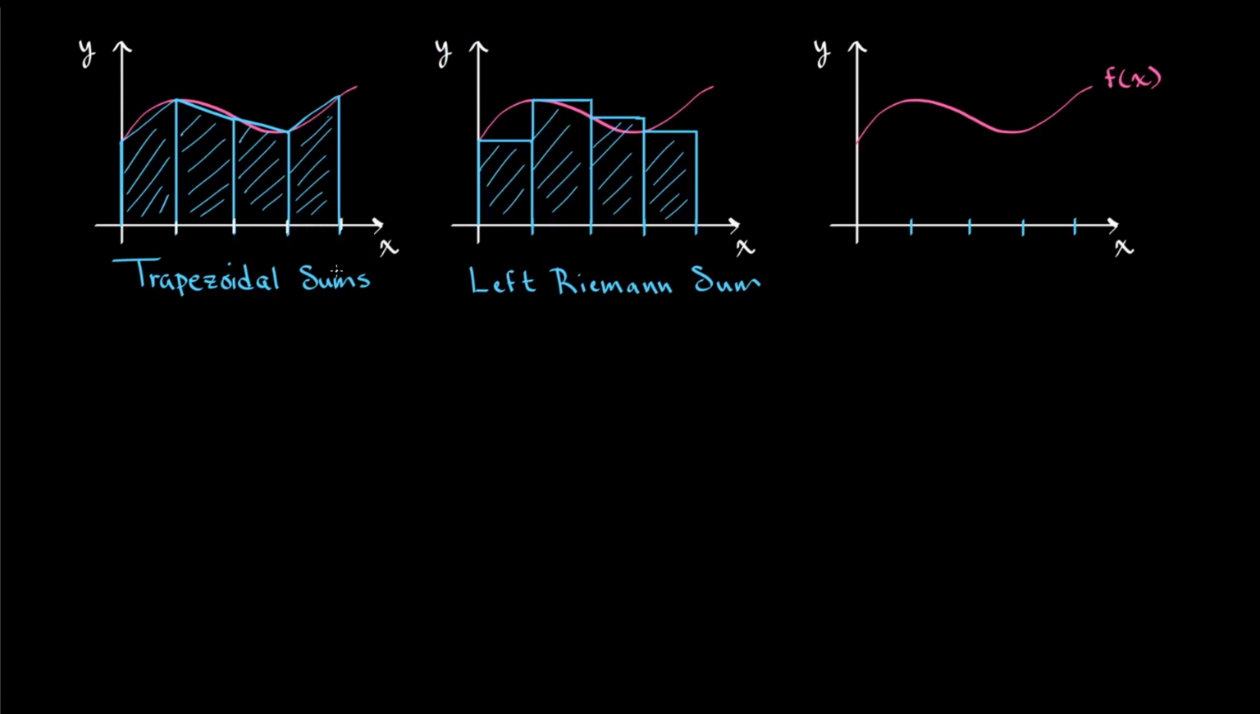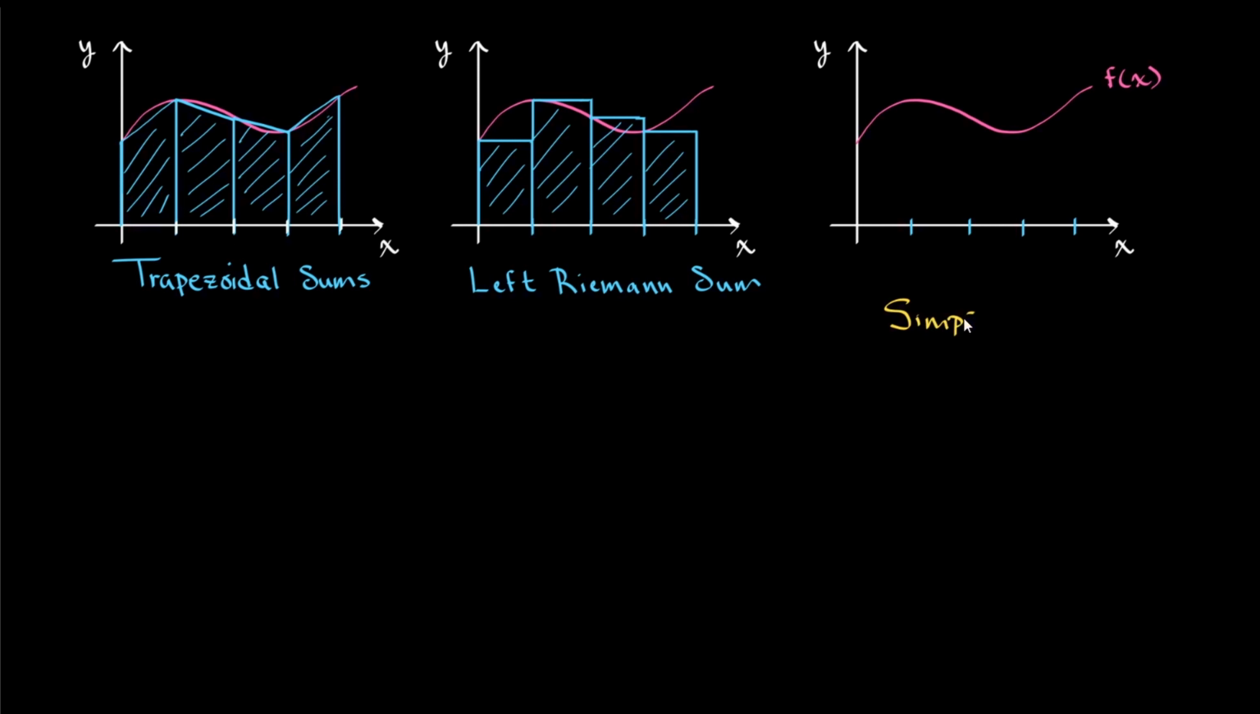Earlier, we gave you all of these tools to help you approximate definite integrals. We talked about trapezoidal sums, and we talked about all sorts of Riemann sums, whether that be upper, lower, right, left Riemann sums, all of those. And what I want to do in this video is give you another tool to help you approximate definite integrals. And that tool is called Simpson's rule.